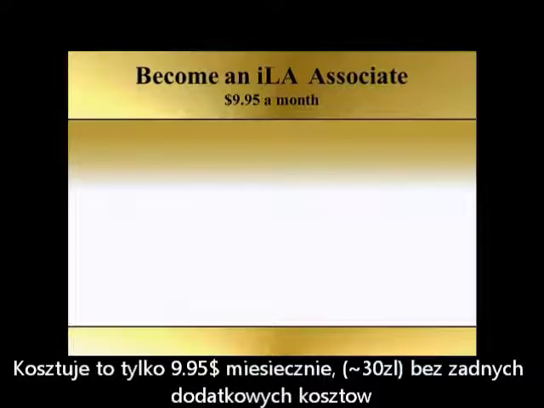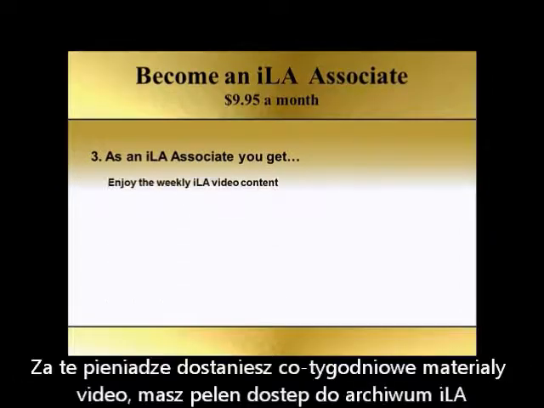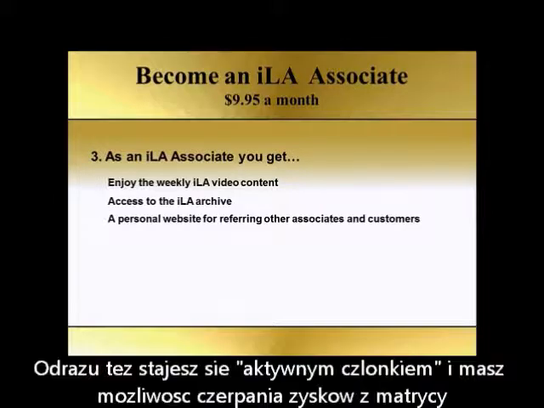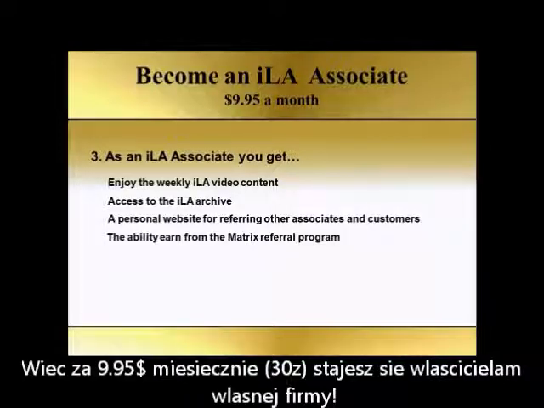And then finally, the third way that you can get started with us is as an iLA associate. It's just $9.95 a month with no initial investment. The $9.95 is loaded with value. You get to enjoy the weekly iLA video content. You have full access to the iLA archive. You get a personal, professional website for referring other associates and customers to iLA. You're also automatically an active associate, so you have the ability to earn from the Matrix referral program. And that being the case, for $9.95 a month, you're an independent business owner and you have all of the tax advantages of owning your own business.